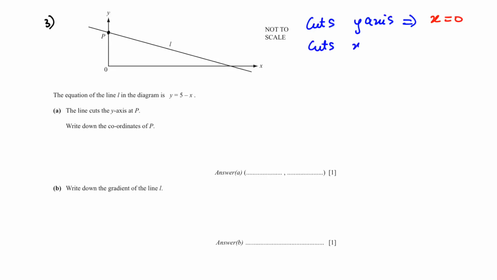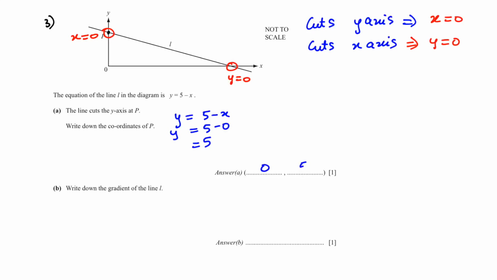If it cuts the x-axis, your y is equal to 0. So this is the place where y is going to be 0, and this is the place where x is going to be 0. Now we have to find the coordinate of P. We know that this is the equation, y is equal to 5 minus x. We know that x is 0. Replace the x with 0. What do we have? 5. So the coordinates are x is 0 and y is 5.